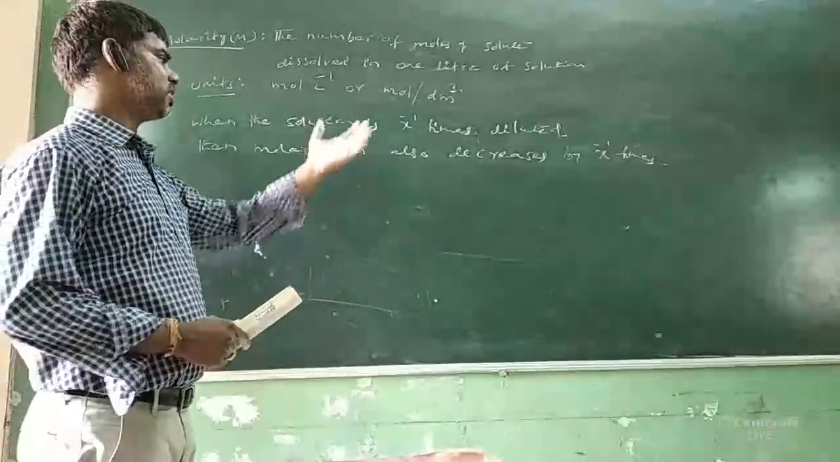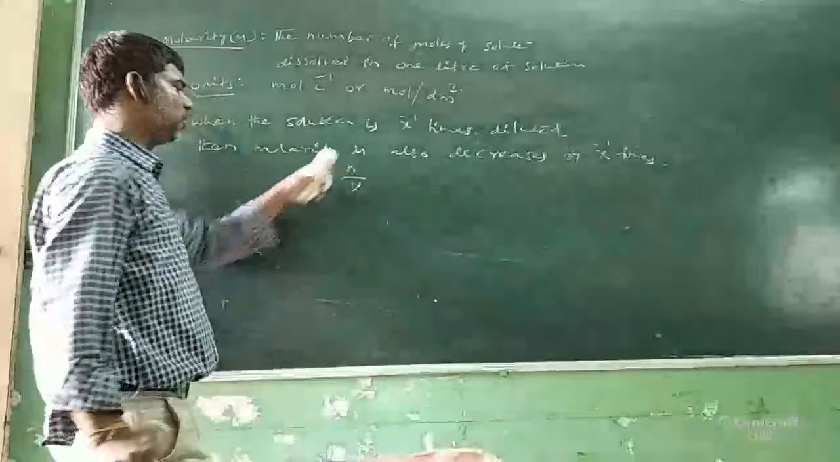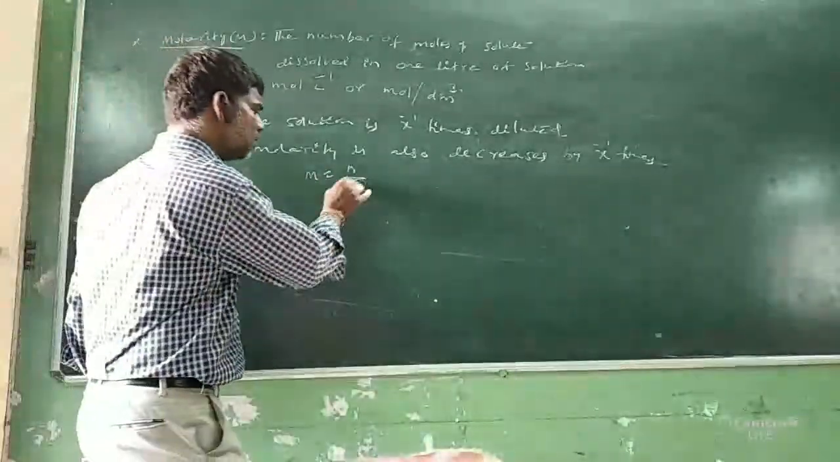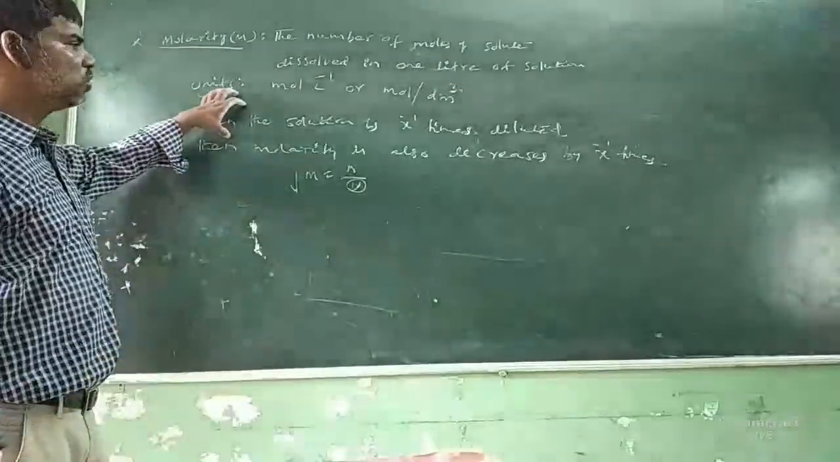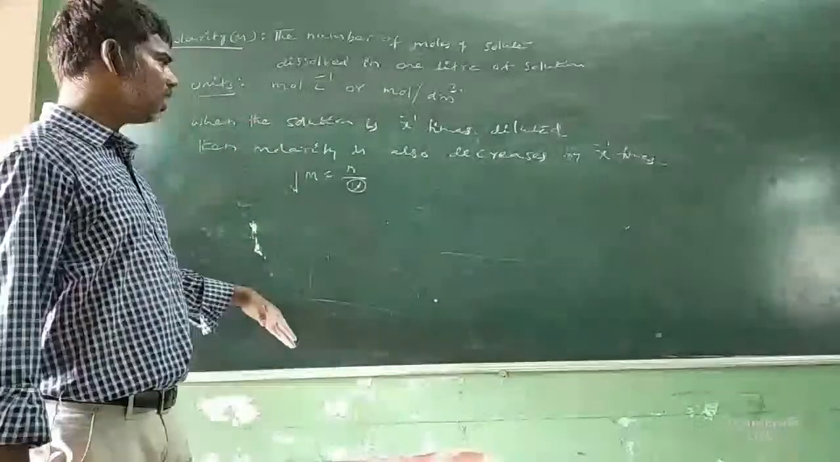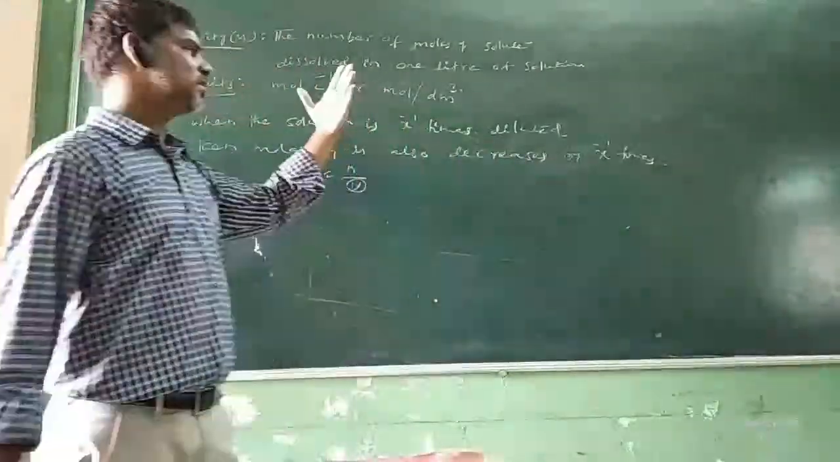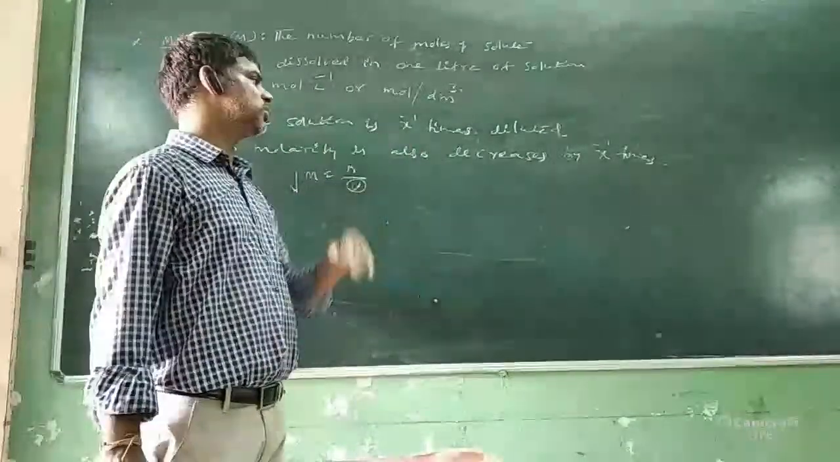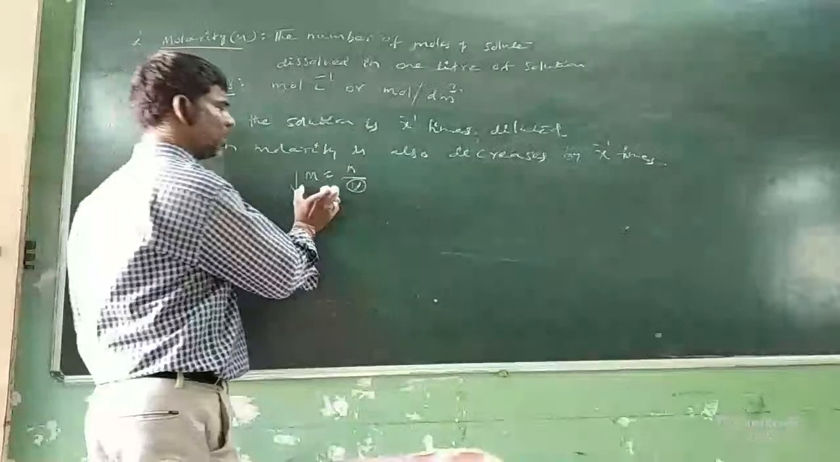Because when the volume increases, you have to think about the number of moles, molarity is equal to number of moles per volume. When the volume increases, the molarity will be decreased. So when the solution is x times diluted, the molarity will be decreased by x times. Suppose the dilution increases 10 times, then the molarity will be decreased 10 times. It is one of the very important factors.